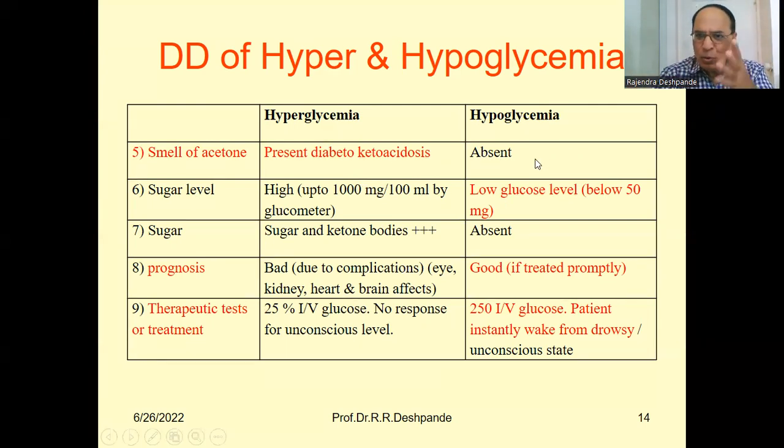But here, no smell like this. Sugar level is very high, from 500, 600, 700, anything till 1000. Here, low blood sugar level, especially below 70, below 60, below 50, that is hypoglycemia, by the glucometer or blood sugar. Sugar and ketone bodies, if you check the urine, are present, 3+, and here sugar will be absent because it is low sugar. Prognosis is bad due to the complications because internally it is damaging: eye damage, kidney damage, heart damage, and brain effects.